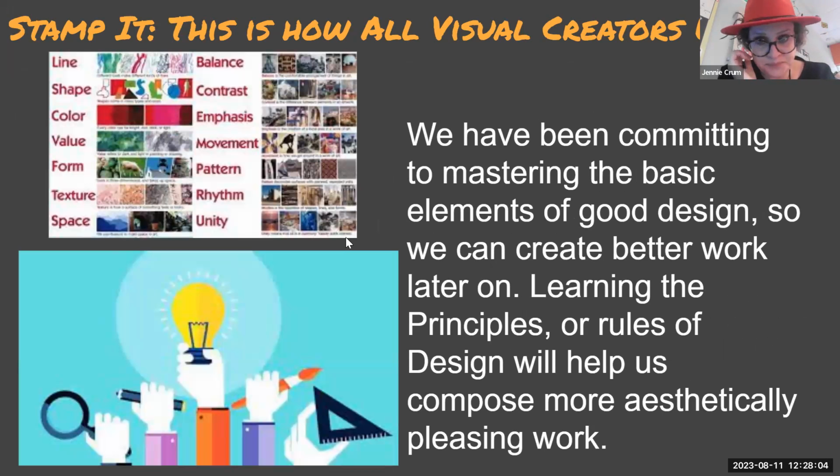So let's stamp this. We have been committing to mastering all the basic elements of good design. We've worked with lines. We filled in positive and negative shapes. We even started working with value or different shades, just so we can create different effects with our designs. So learning the principles or rules of design is going to help us compose more aesthetically pleasing work. So when we're putting our work together, we still want to keep in mind, my composition needs to be balanced. My composition can't all look the same. I need a little bit of contrast and variety in there. Keep those 2 rules, balance and contrast, in mind as we're editing out our work.